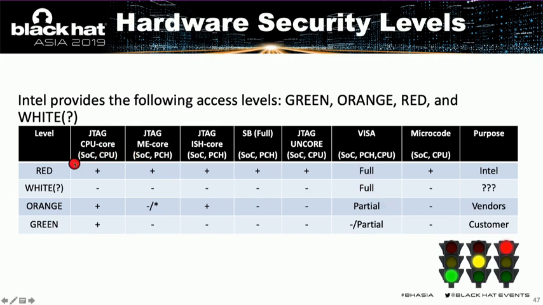The next level, the last level, is red, full access to debug capabilities. If you have red unlock, you can trace any signals of Visa, you can get JTAG for IME, JTAG for CPU, JTAG for Uncore devices, you can debug microcode. It can be used only by Intel and people who download our proof of concept from GitHub.